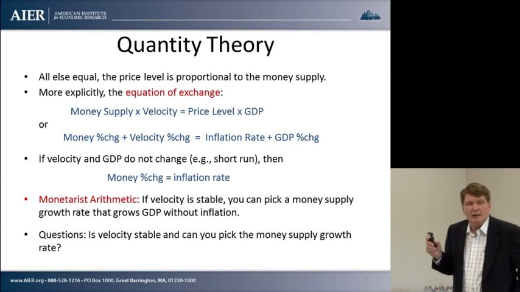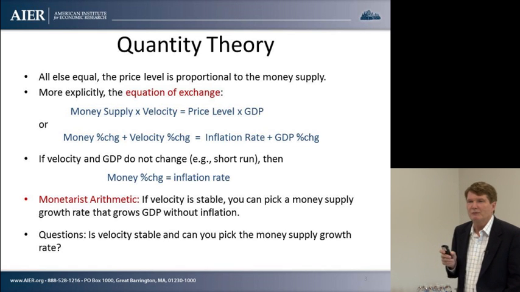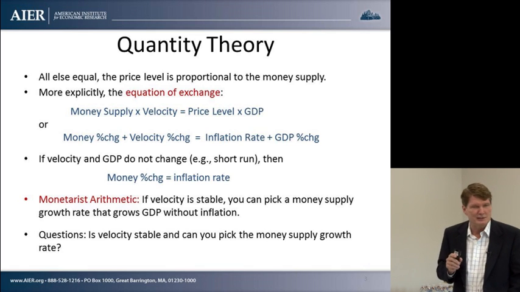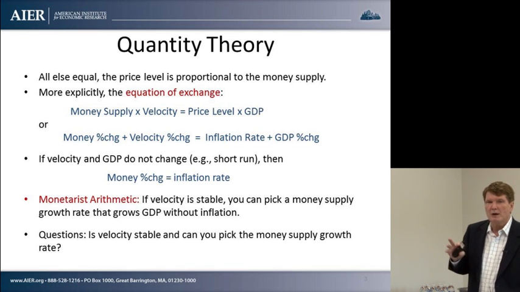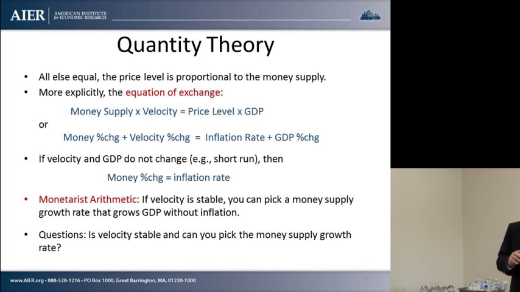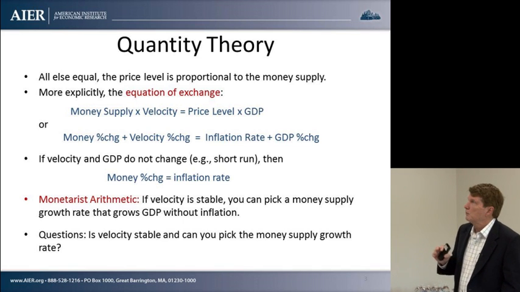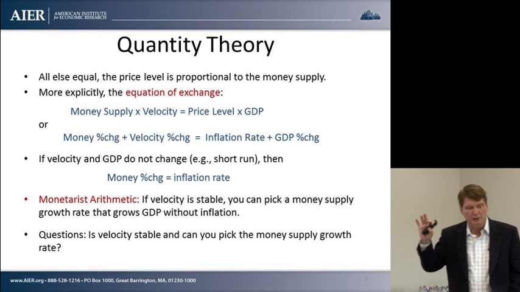Now, I'm going to push you through this little bit of painful stuff, and then we'll forget the equations, okay? Have to do a little bit, but you should have seen this in Mishkin's class. I'm sure this is not new to you, the quantity theory, but I just want to emphasize a couple of points here. All else equal, the quantity theory suggests that the price level is proportional to the money supply. But more explicitly, we have this equation of exchange. The money supply times velocity is equal to the price level times real GDP.